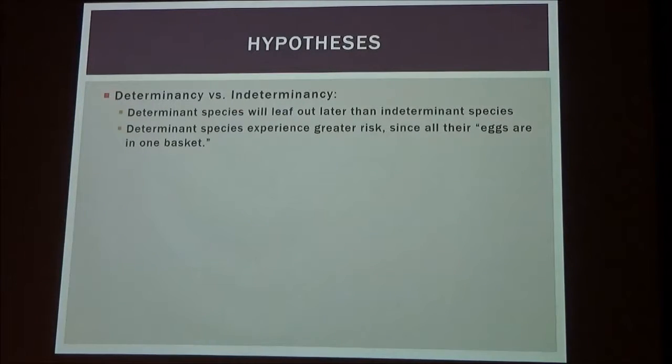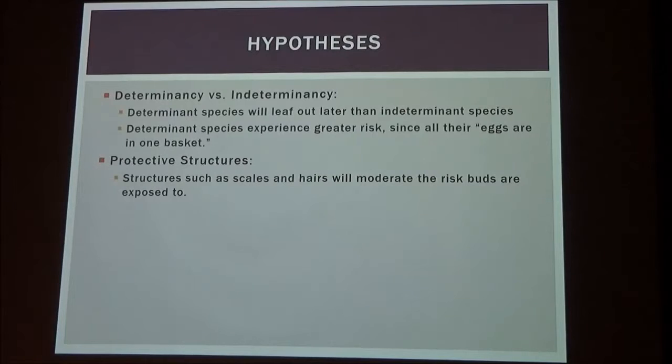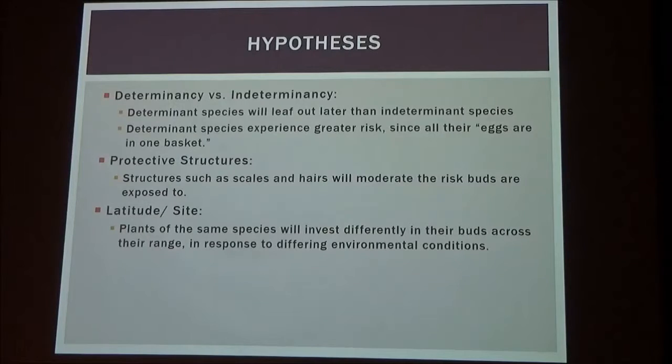So, getting to some hypotheses that we're thinking about as we begin to analyze our data. First of all, I would predict that our determinate species, since they only have that one basket full of eggs, are experiencing greater risk, and that they might leaf out later than indeterminate species to protect those eggs from the springtime frost. Protective structures, I would predict, are mediating some of that risk. And likely we'll see some variation across our latitude and sites, the size of buds, and also the springtime phenology that we're seeing.